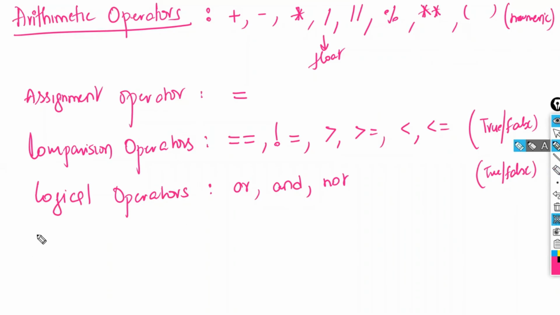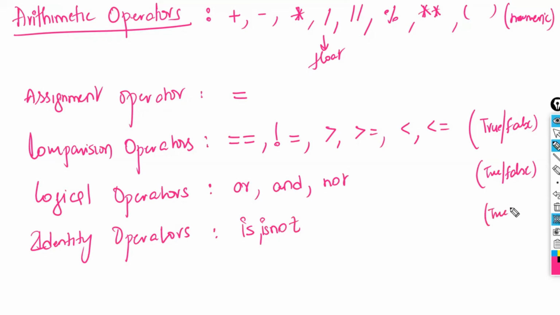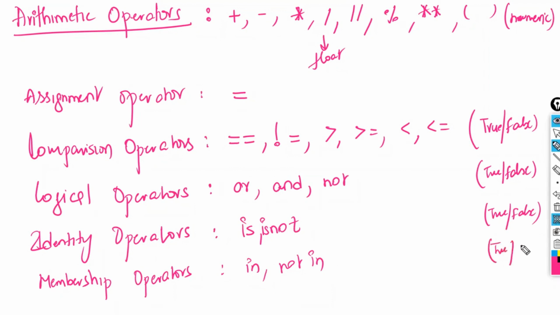And the next operator is called identity operators, where we have identity operators like is and is not. This also returns true or false as the output. Next one is membership operators, where we have in and not in. Here it is in, here it is not in, where it also gives true or false as the output. Is that clear?